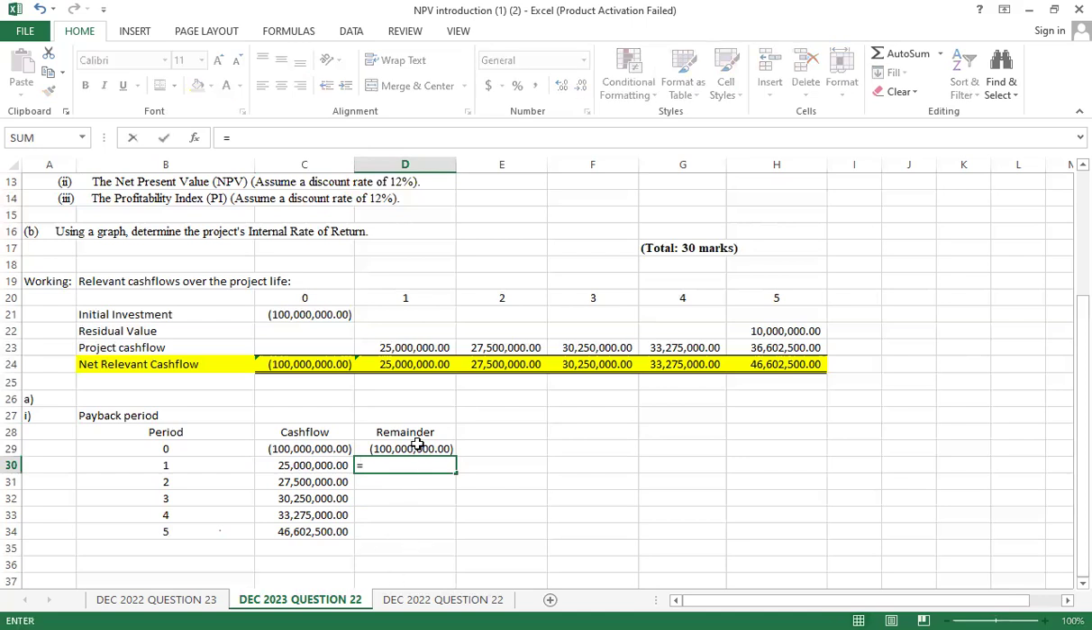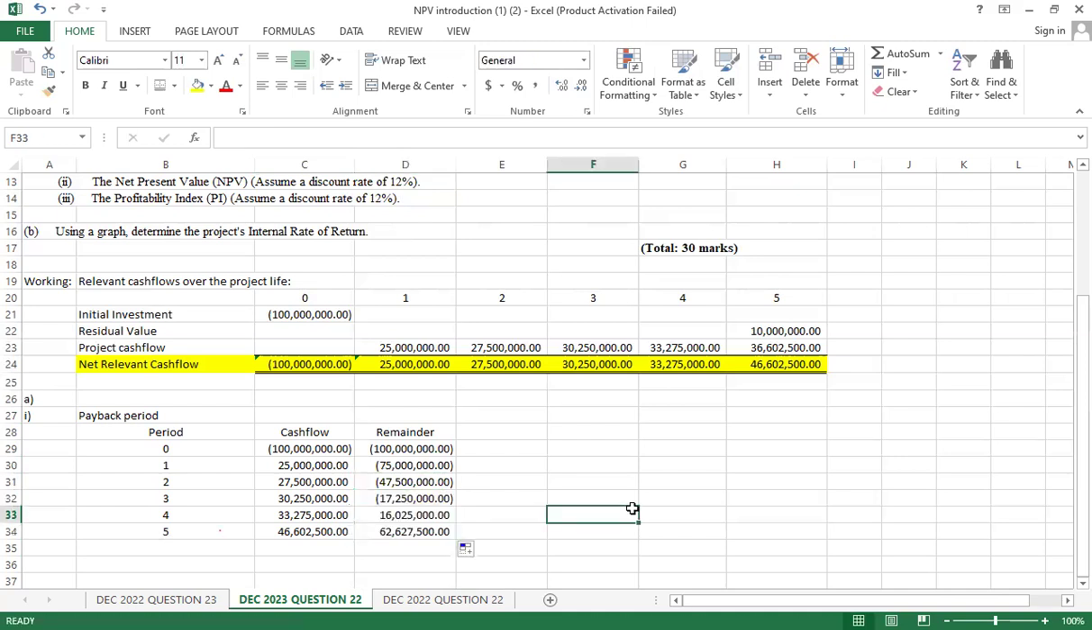Remainder equals this minus 100 million plus the 25 million we recover. So out of the initial investment, the remainder at the end of period 1 is minus 75 million. Now, in period 2, the remainder will be this minus 75 plus the 27.5 million we recover in period 2. And this procedure continues all the way to the last year, so I can drag the formula all the way to the last year.